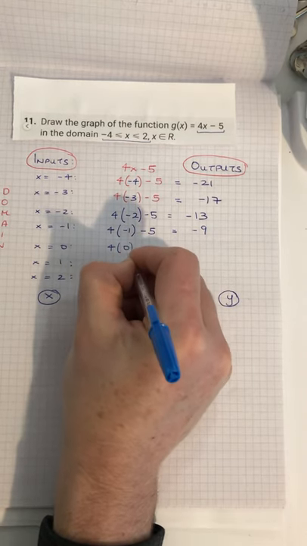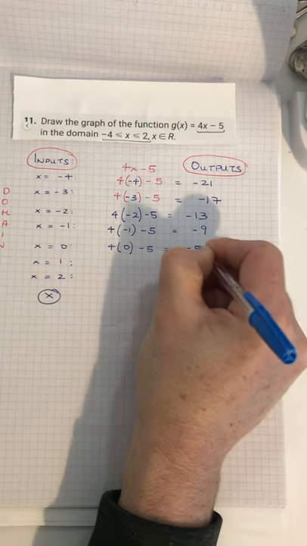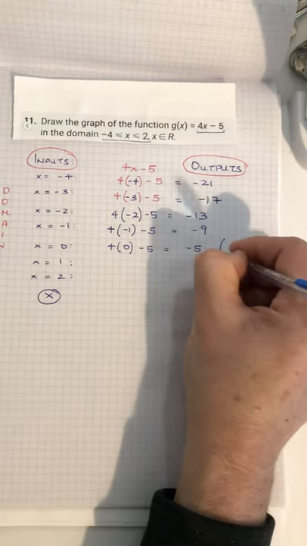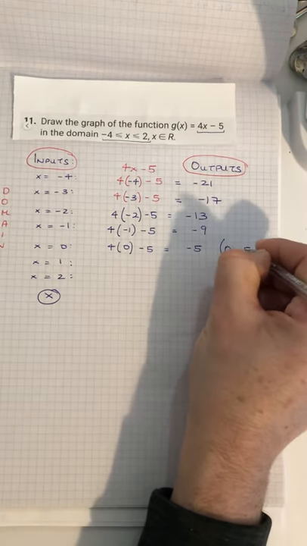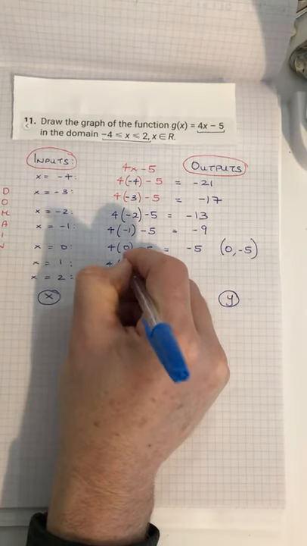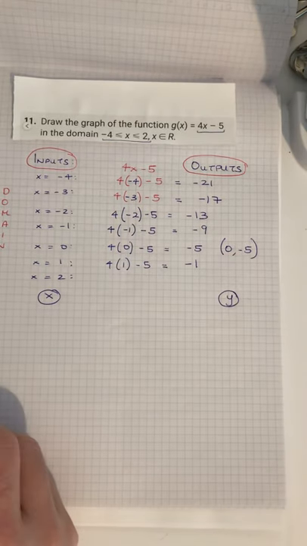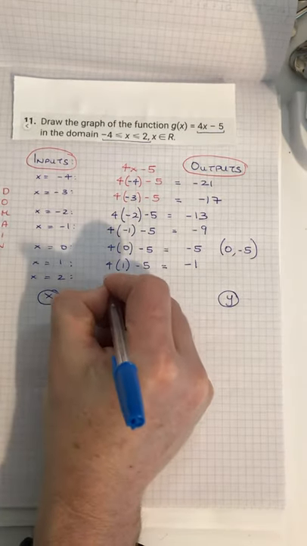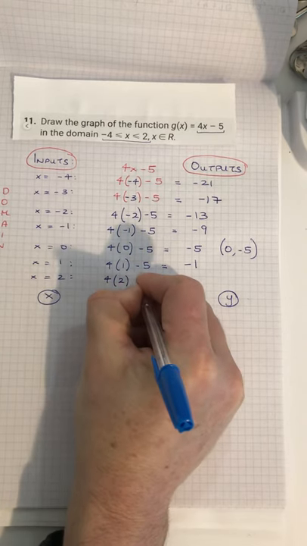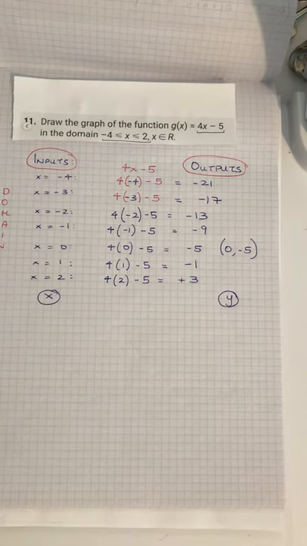4 times 0, minus 5, which is equal to minus 5. So our point there would be 0 and minus 5. 4 and x is 1, minus 5, which gives me minus 1. And when x is 2, 4 times 2 is 8, minus 5, which would be plus 3.